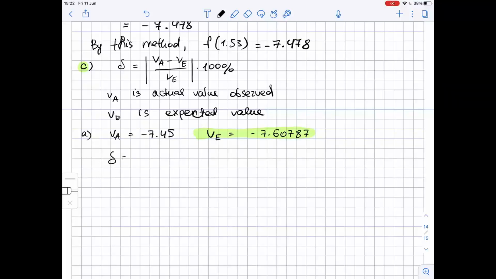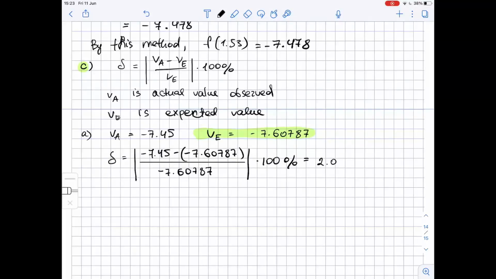So sigma equals the absolute value of negative 7.45 minus negative 7.60787 over negative 7.60787, and the whole thing is multiplied by 100%. So if we do all the calculations, it equals 2.075%. So this is our error in part A.